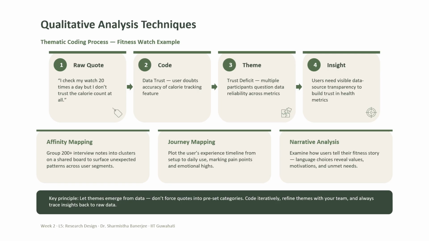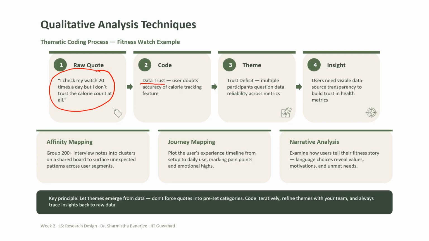So qualitative analysis techniques, the thematic process moves in this particular fashion. I will first have the raw codes. So let's say my example is, "I check my watch 20 times a day, but I don't trust the calorie count at all." Your user is saying that. Because I had already fixed codes against which I wanted to do my coding, one of my codes was about data trust. So I say that users doubt accuracy of calorie tracking feature. Now this particular code will go into the theme which is about trust deficit.